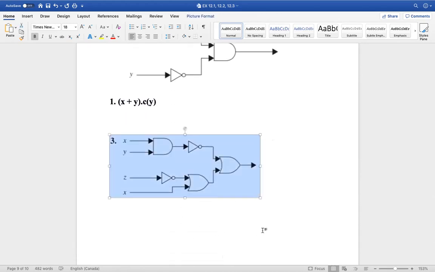Question 3. We have X, Y, and this one is AND, so X dot Y. Then they are ORed together, and they are taking the inverse, so the complement of this. Then we have the OR operator here, which is plus. We have Z, complement of Z, ORed together, plus X. Plus X, right? So this is the result.